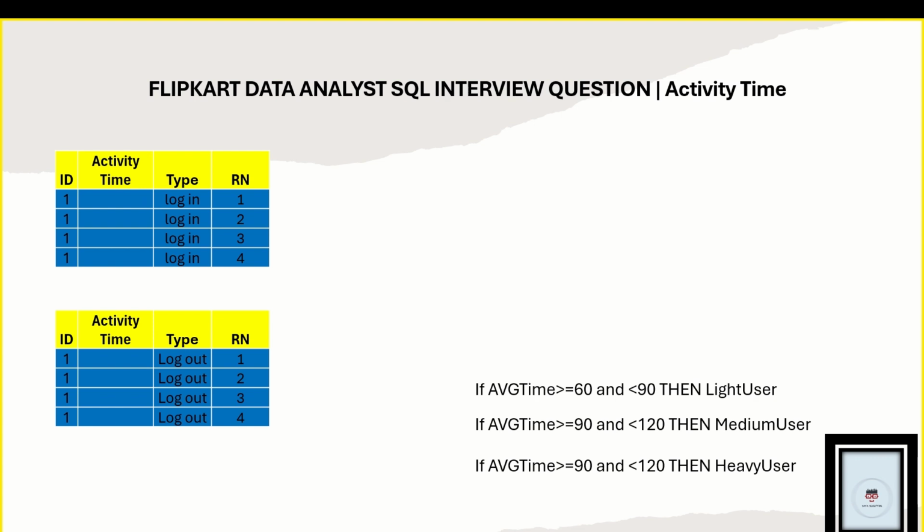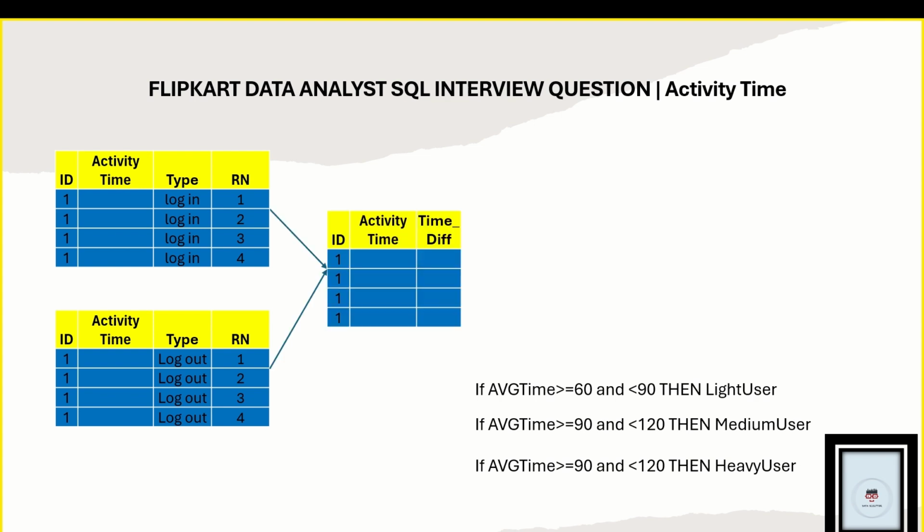Once you have created two separate data sets for login and logout, with ranks Rn 1, 2, 3, 4 and so on, for every ID and every activity time you have to find the difference between the login and logout. For Rn 1 you have some login activity time, and for Rn 1 logout you have some activity time. You take the difference, and here the activity time is nothing but the day of the activity. So based on the day of the activity you will find the time difference.